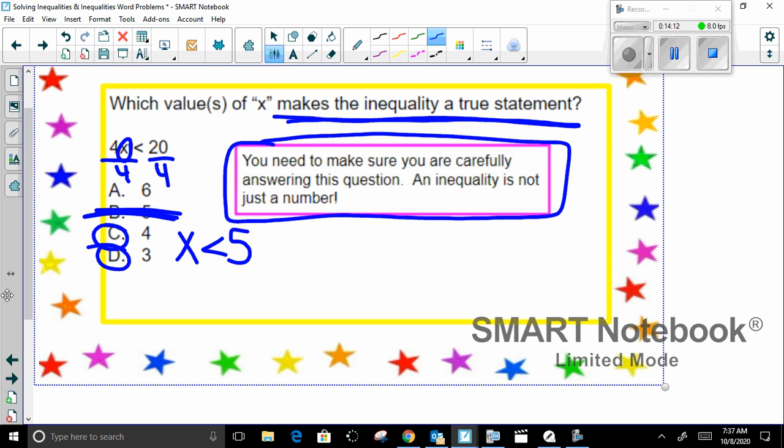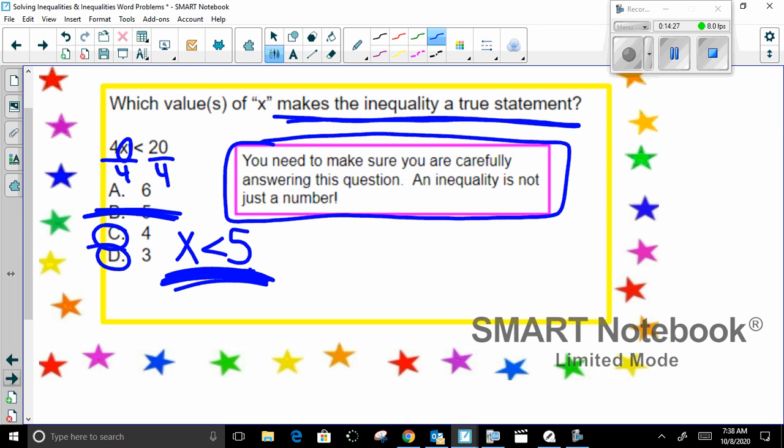So be very cautious. I've noticed in the past few days as we're reviewing that a lot of you are jumping the gun and you're putting the 5 right away. No, think about what that inequality means. It's not an equation. x is not necessarily equal to that number. So be very cautious there.